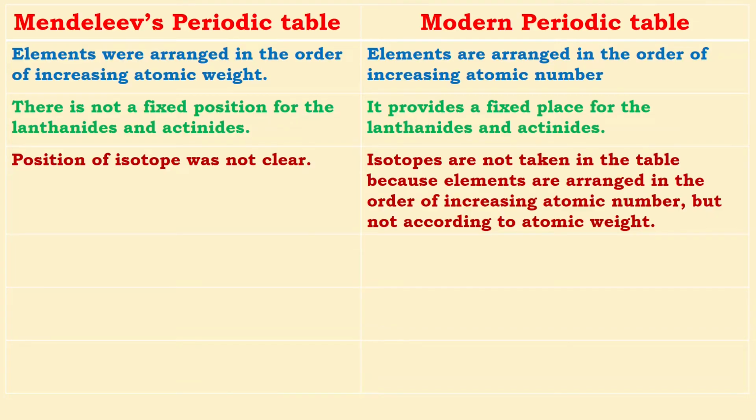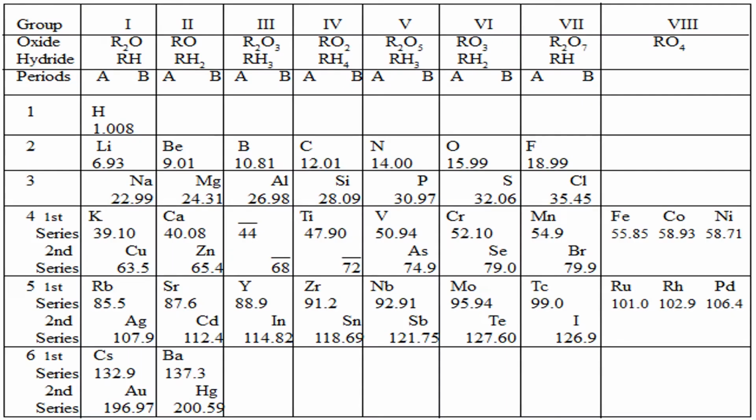Now let's go to another point. The position of isotopes was not clear, but isotopes are not taken in the table because elements are arranged in the order of increasing atomic number, not according to atomic weight. What does it mean? I want to say something about this. Look at this. Hydrogen has three different isotopes. One having atomic weight 1, another having atomic weight 2. This is protium, another deuterium, another tritium.